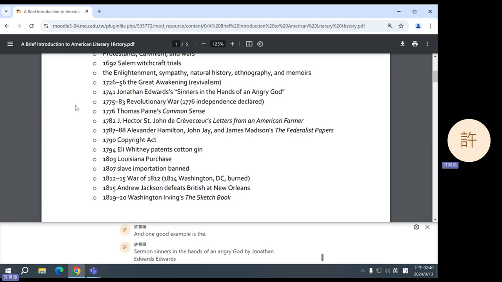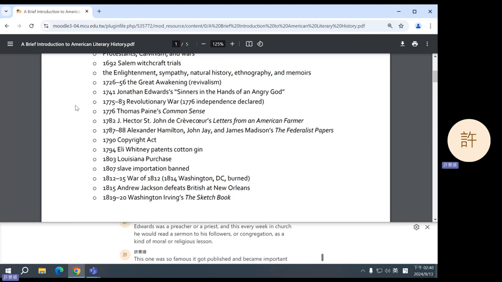Edwards was a preacher or a priest, and every week in church, he would read a sermon to his followers or congregation as a kind of moral or religious lesson. This one was so famous, it got published and became important for literary history.